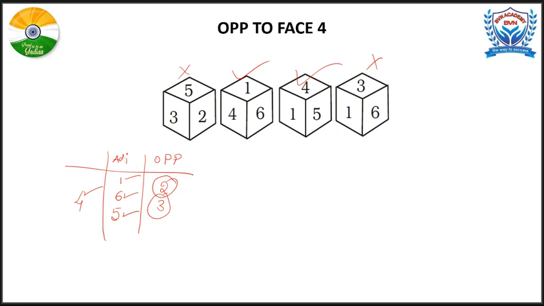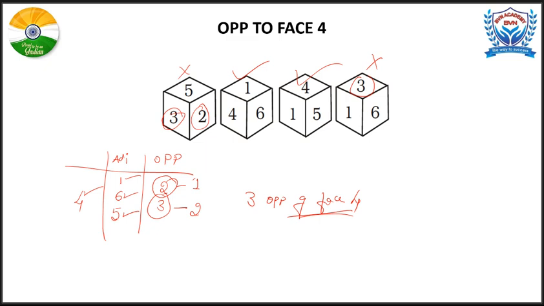So now let's count for 2. 2 is appearing once here and nowhere else. Hence 2 is appearing only one time. Now we'll move on to find out 3. 3 is appearing once here, twice, and anywhere else? No. So 3 is appearing 2 times in this picture. Hence 3 is the opposite of face 4. Hope you got to know how to solve this problem.